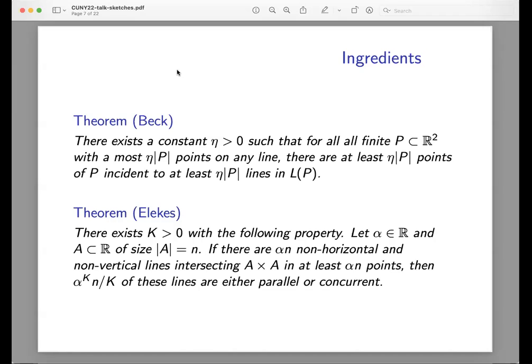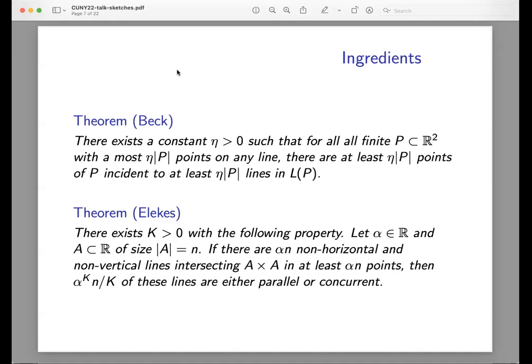Then there's another theorem of Elekes. It's geometric, but it has a very heavy sum-product flavor. And this one concerns a Cartesian product, so not general point sets. You need to have a Cartesian product structure.